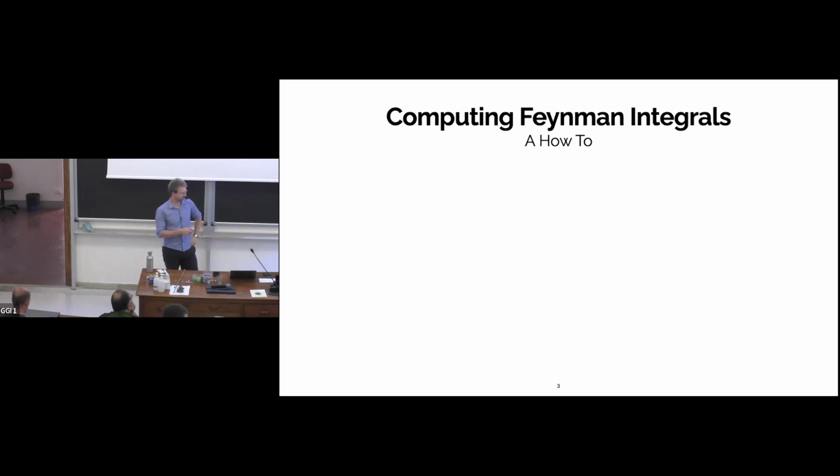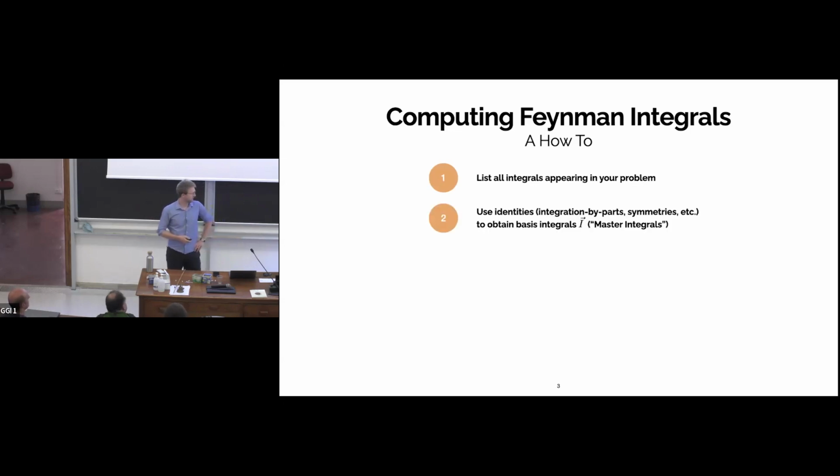Just as a motivation, a very quick how-to on how we go about computing Feynman integrals if you ever stumble across some. The first thing that you do is list all integrals that appear, for example, in your process. Then the critical thing is that you don't actually have to evaluate all of them separately, but you can find identities between them. Using integration by parts and symmetries, you obtain a minimal basis of so-called master integrals for your process.